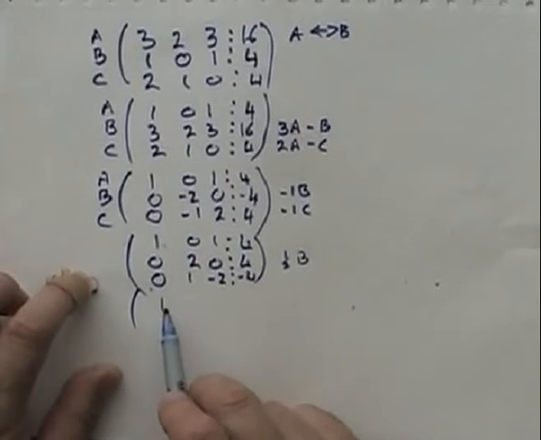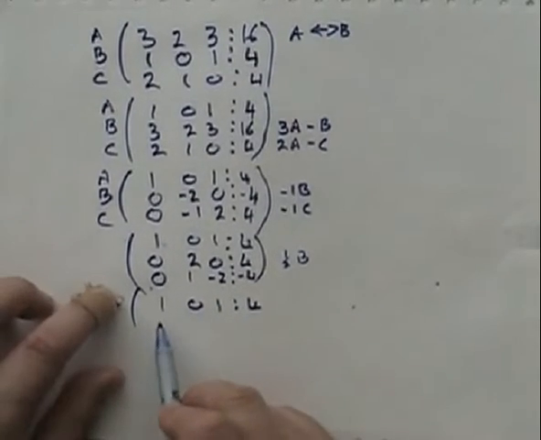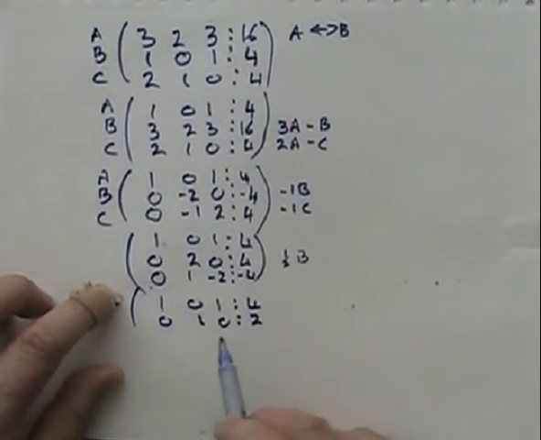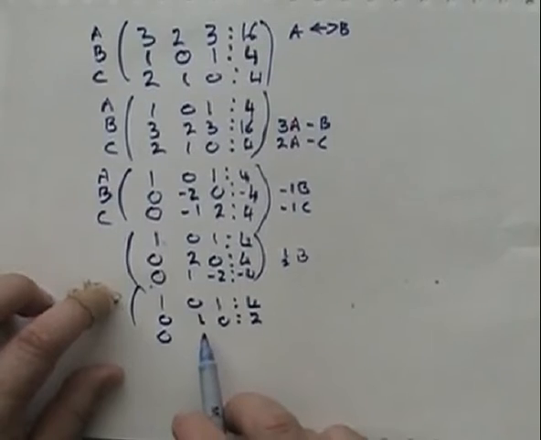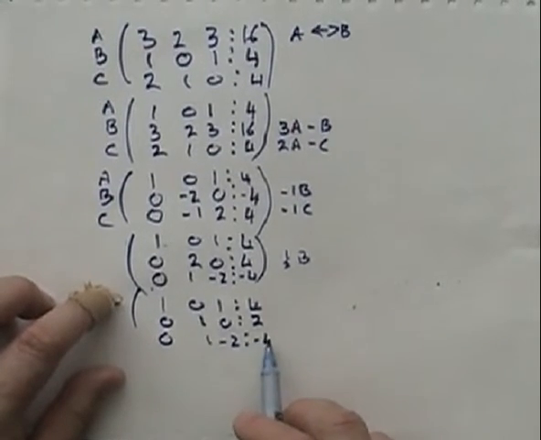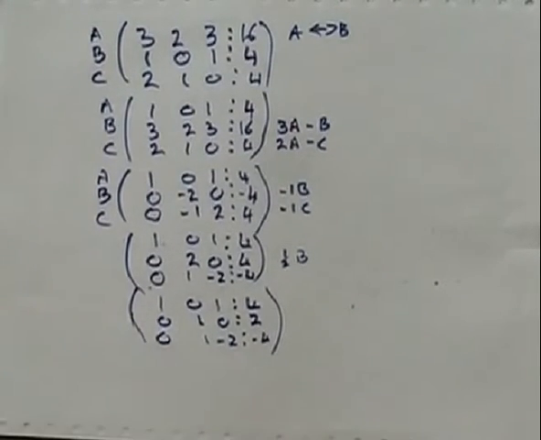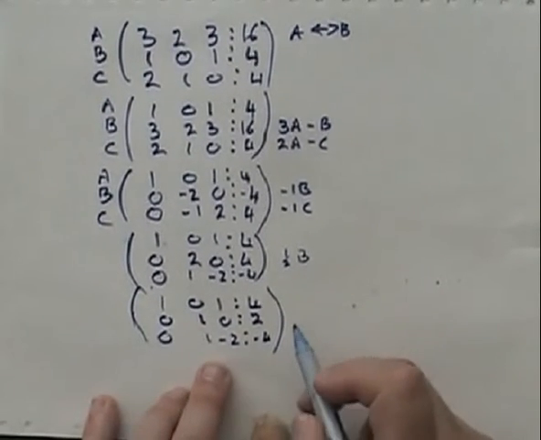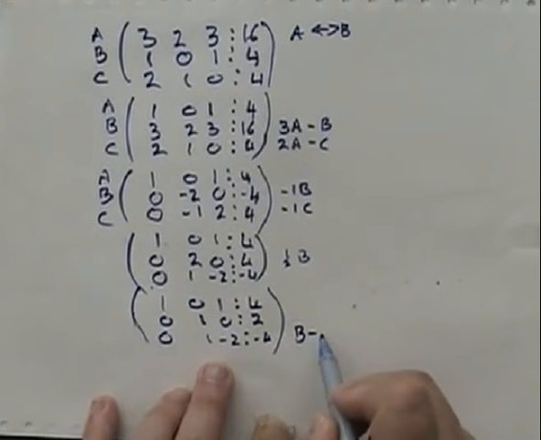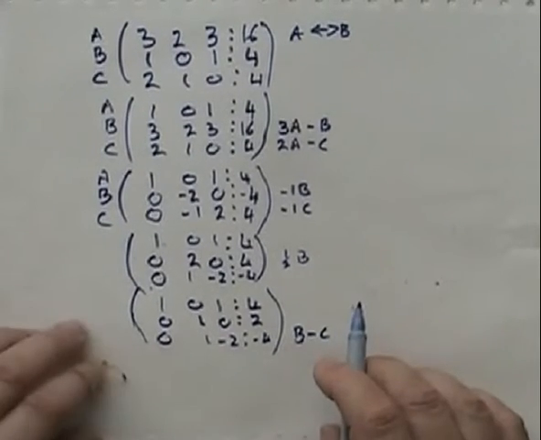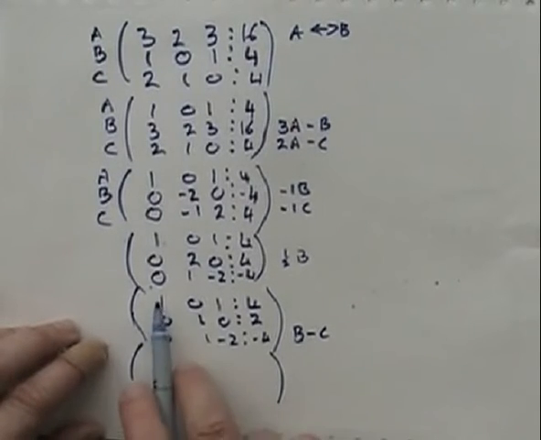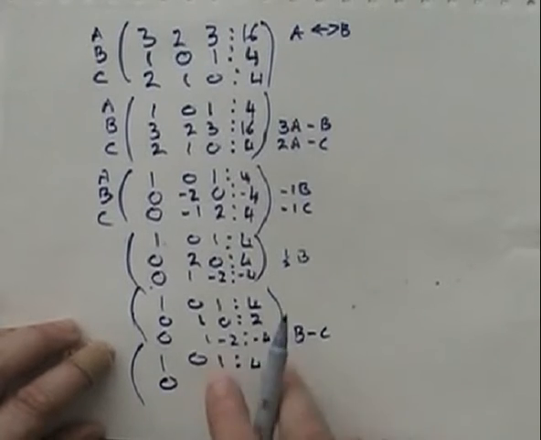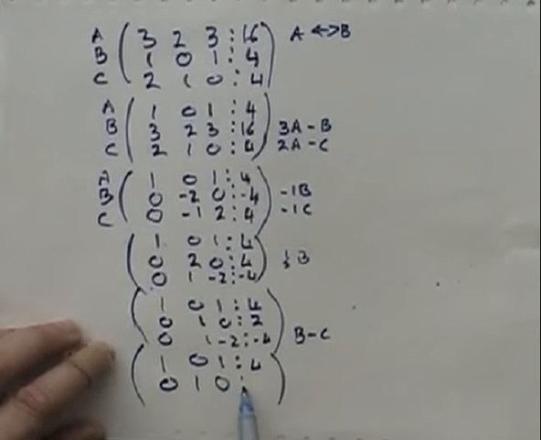So that now gives me 1, 0, 1, 4, 0, 1, 0, half of that is 2, 0, 1, negative 2, negative 4. Now what I want to do here is I want to get rid of this 1. So for row C, I go row B minus C. It just makes it easier for my brain. So again, I don't touch row 1. I don't touch row 2.